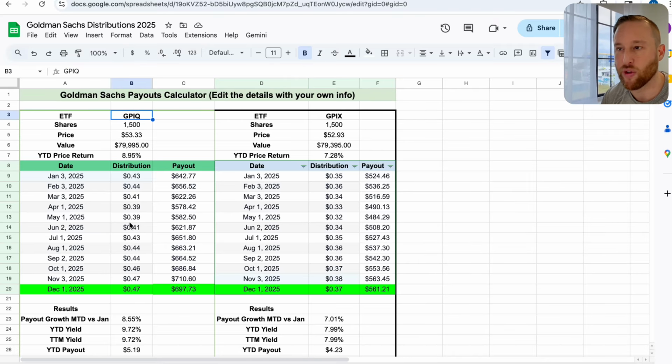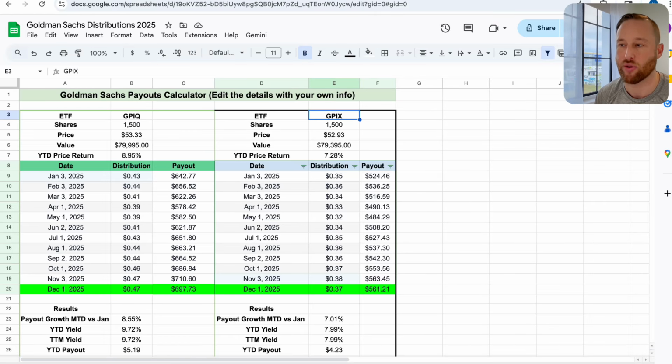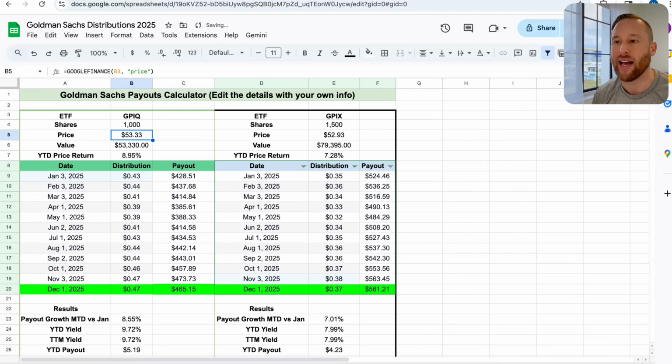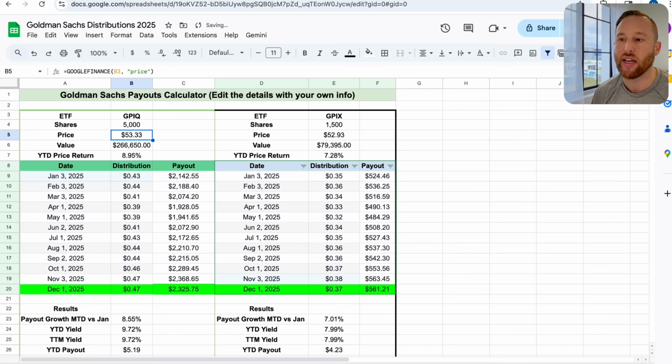So GPIC is the Nasdaq 100 covered call, and GPIX is the S&P 500 covered call from Goldman Sachs. What you have to do is effectively just add in your share amount. If you have 1,000 shares, you add that in. If you have 500 shares, you add that in. If you have 5,000 shares, you add it in, and then all the payouts per month get calculated.